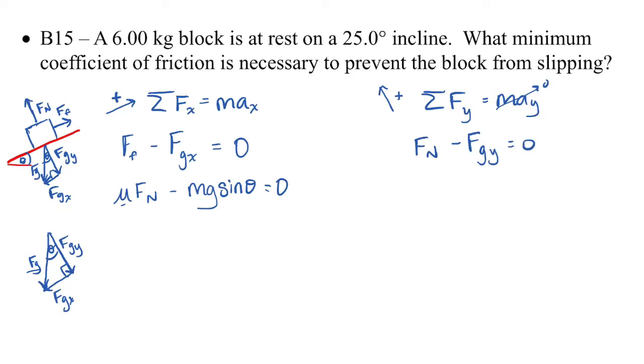So what does that mean? Oh, I can get normal force. Normal force is equal to force of gravity in the y direction. What's force of gravity in the y direction? Well, force of gravity is mg, and then like we said over here, we get the y direction by multiplying by cosine theta because it is the adjacent side, okay? So there I'm going to say mg times cos theta.